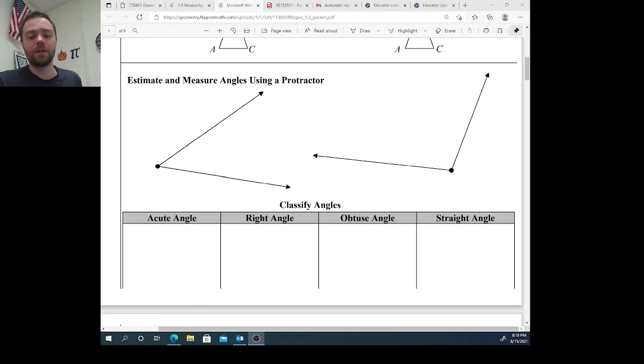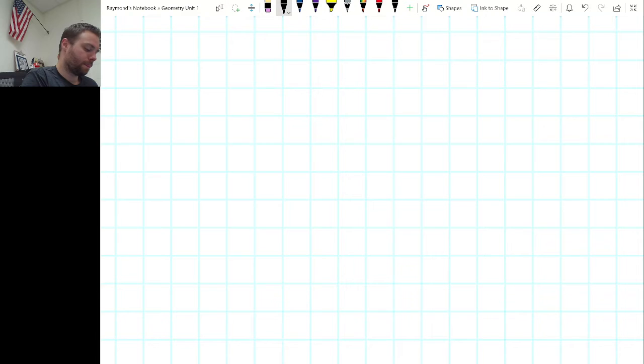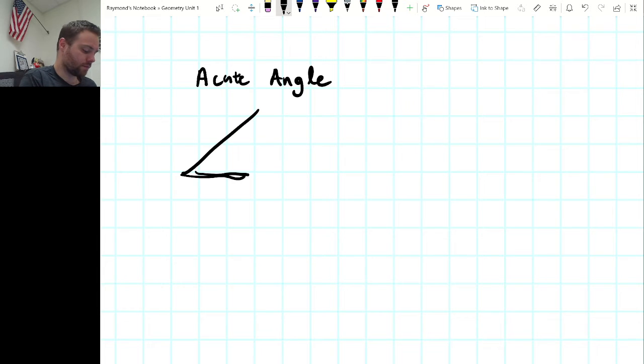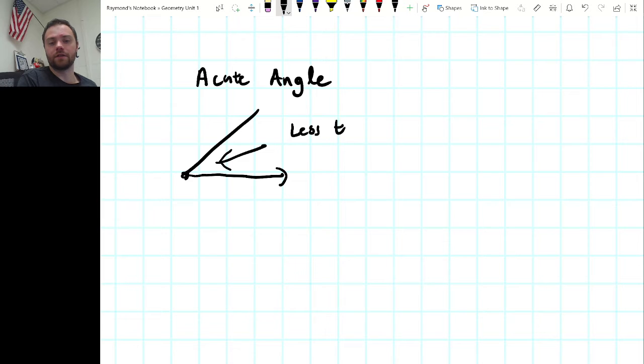But there's a few things that we can do with classifying angles, and you might have heard of this, but I just want to make sure that you remember this. So an acute angle looks kind of like this. Here's an example. And whatever I measure this angle to be, it's going to be less than 90 degrees.